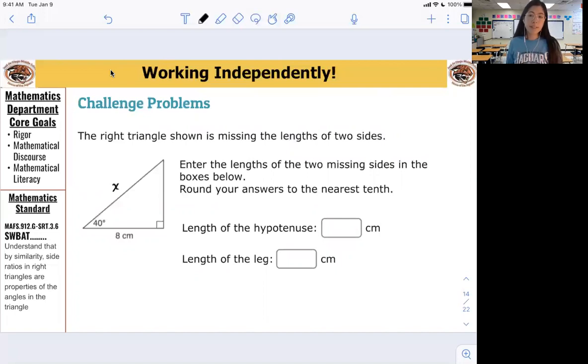And what I suggest on your notebook and your sheet of paper, draw the triangle and label it the same way that I have it, so that when you're studying, you can remember what you did. So if you have the picture in your notebook, it's going to be a lot easier.